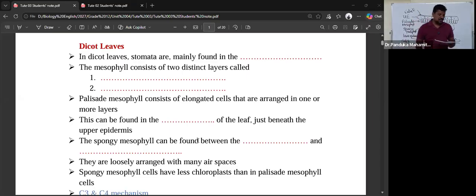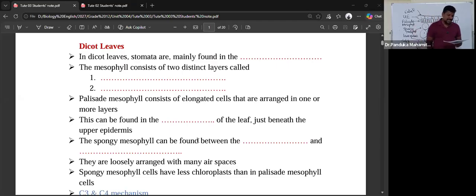Palisade mesophyll and spongy mesophyll. Palisade mesophyll consists of elongated cells that are arranged in one or more layers. This can be found in the upper part of the leaf, just beneath the upper epidermis.